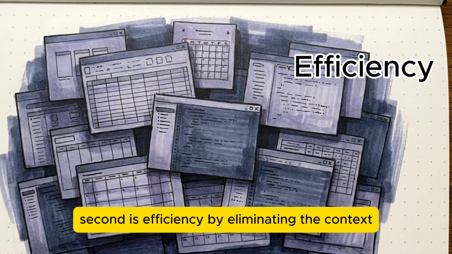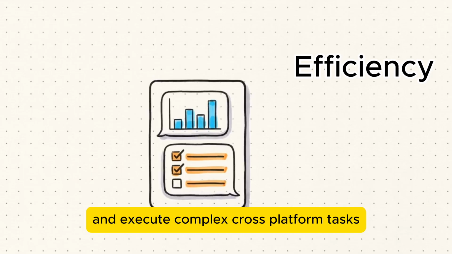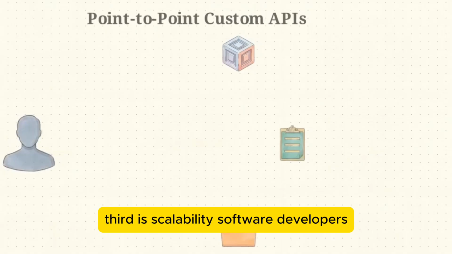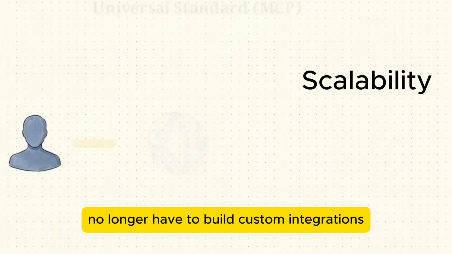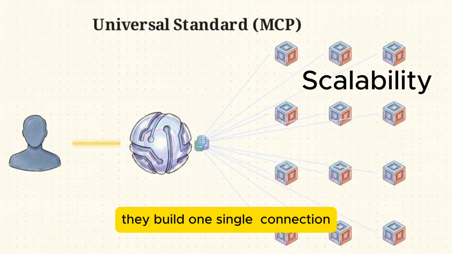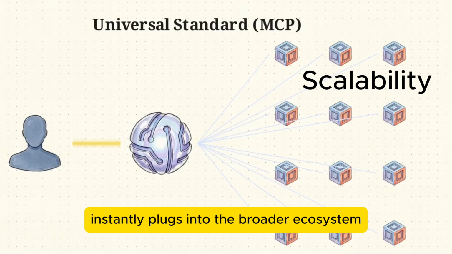Second is efficiency. By eliminating the context switching between different tabs and apps, you can research, query, and execute complex cross-platform tasks without ever leaving the chat window. Third is scalability. Software developers no longer have to build custom integrations for every new AI model that hits the market. They build one single MCP connection, and their tool instantly plugs into the broader ecosystem.